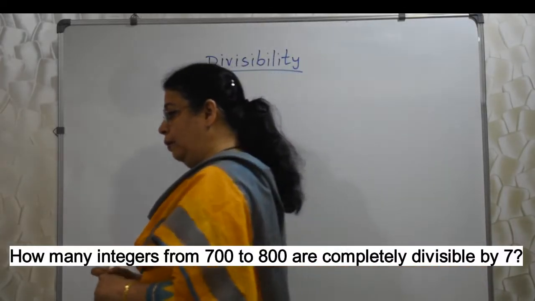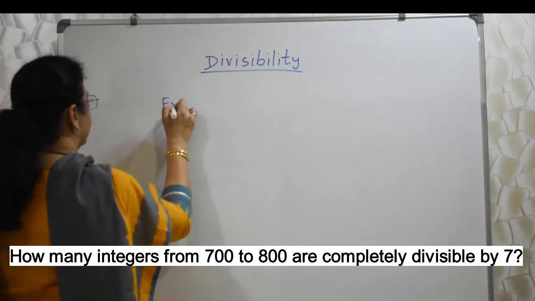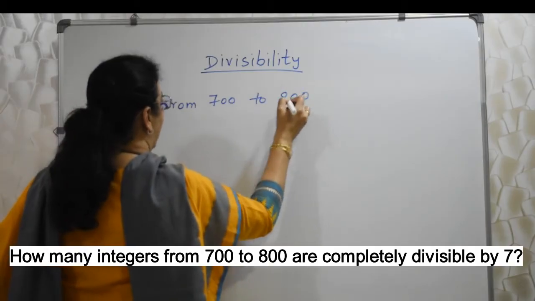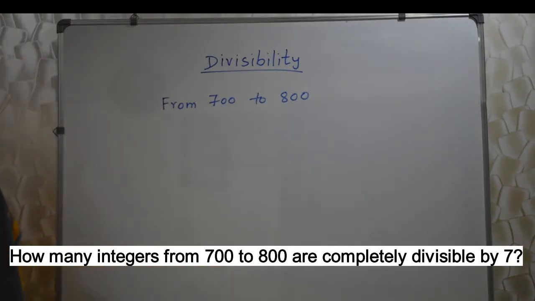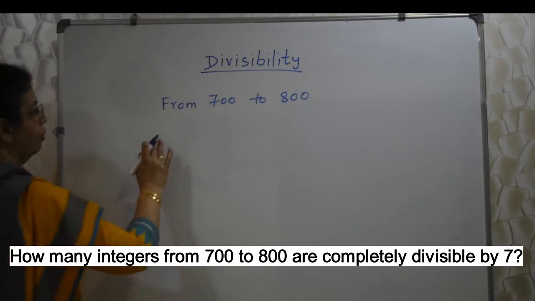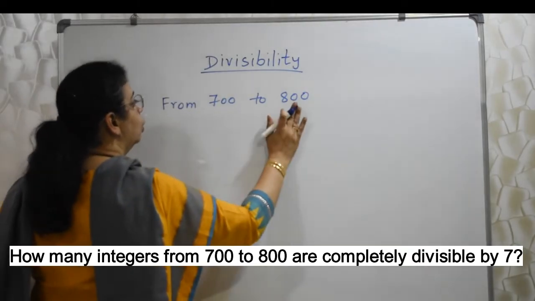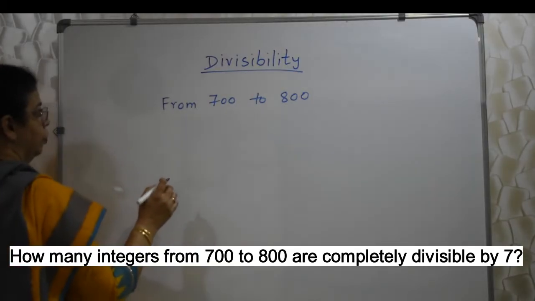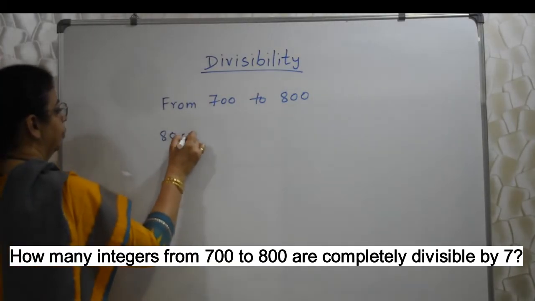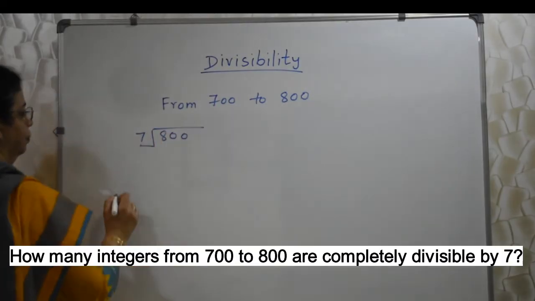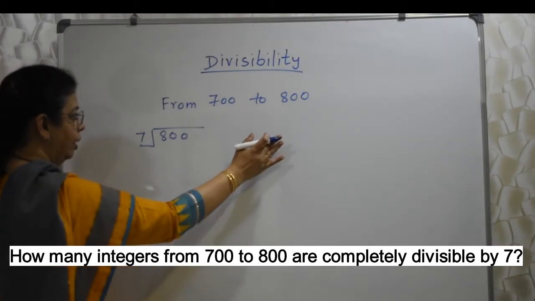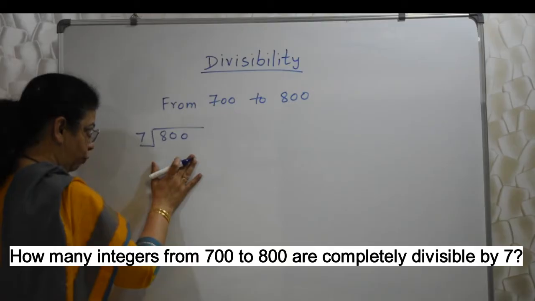So what are they saying? From 700 to 800, how many numbers are there which are divisible by 7? Divisible by 7 means how many multiples of 7 are there from 700 to 800. In that case, your job is very simple. Take 800, divide it by 7, because we first try to find out how many multiples of 7 are there from 1 to 800.